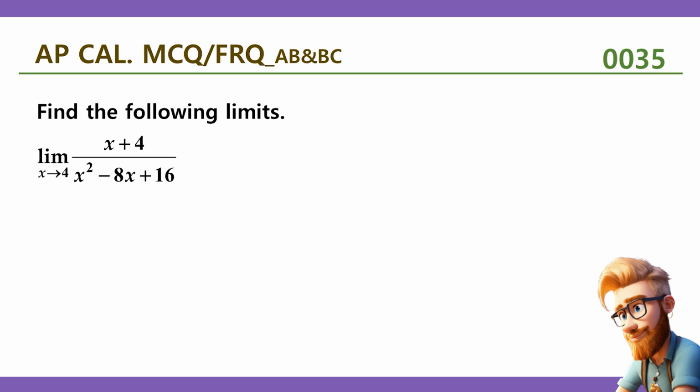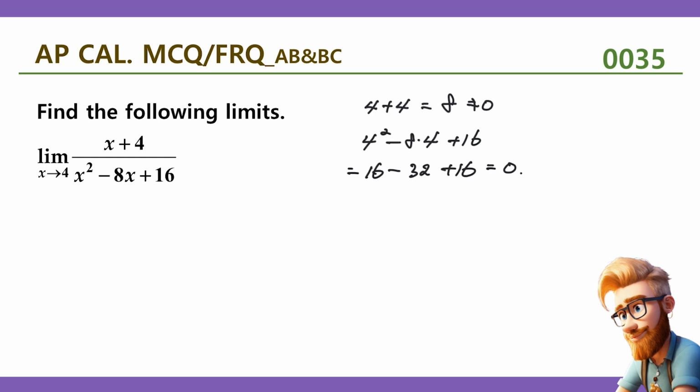Question 35. We have the limit as x approaches 4 of (x + 4) over (x squared minus 8x plus 16). So what I'm going to do is substitute 4 for x in this expression. We have 4 plus 4 in our numerator, that is equal to 8, which is not equal to 0. Denominator, we have 4 squared minus 8 times 4 plus 16. So that's 16 minus 32 plus 16, which is equal to 0, right?